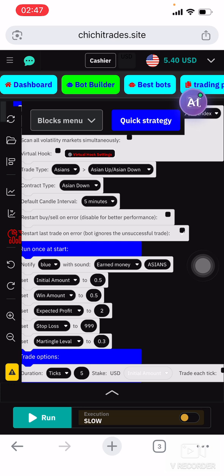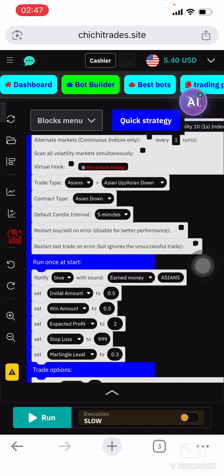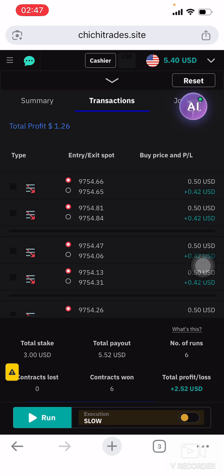So it's up to you to make sure it has a wick on the upper side and the lower side. But regardless, whether the RSI is falling or rising, then you're good to go. So that's how easy you can print some few dollars using the Asians apps, Asians down strategy.